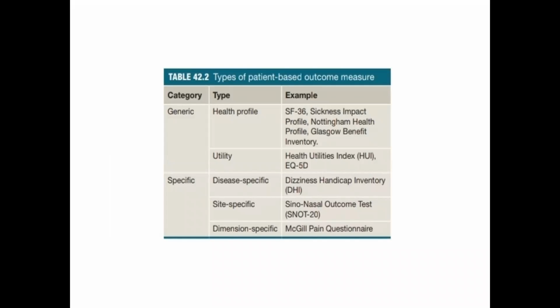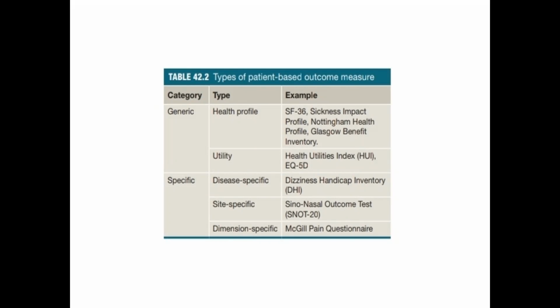So in this table, you are able to see generic and specific. We have already discussed. Generic is related to health profile and utility. Health utility is related to the Health Utilities Index and EQ-5D, and health profile is related to the Sickness Impact Profile, Nottingham Health Profile, Glasgow Benefit Inventory. All these are generic instruments, which are generally useful for most patients.